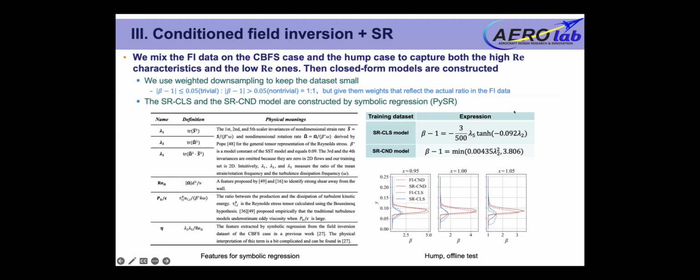And the trained models are shown in this table. You can see the first row is the symbolic model trained on the classic field inversion dataset, and the second line is the symbolic model trained on the conditioned field inversion dataset that is called the SR-CND model. And then we apply the SR-CLS and the SR-CND model back to the training set. You can see these two models can both reconstruct the beta field produced by the field inversion. So our training is quite effective.